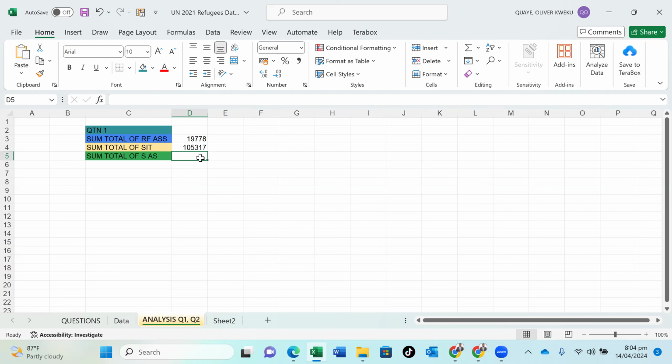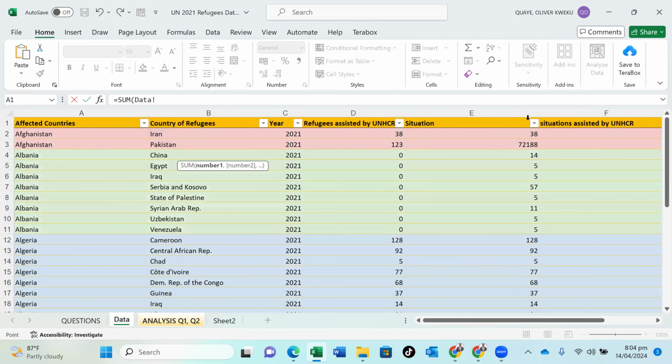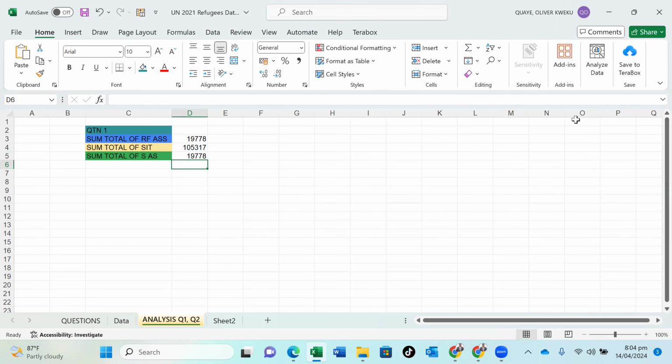Now, the last one, we are looking at the sum again, and we are looking at our data. We are looking at situation assisted. Because it is very simple, I'll just click enter. Now it will take me back to my data, and you can choose to highlight everything or not. So now here, I can put a sum total.